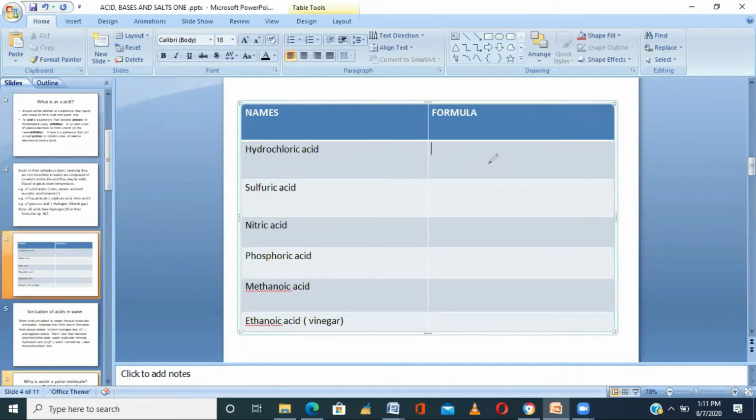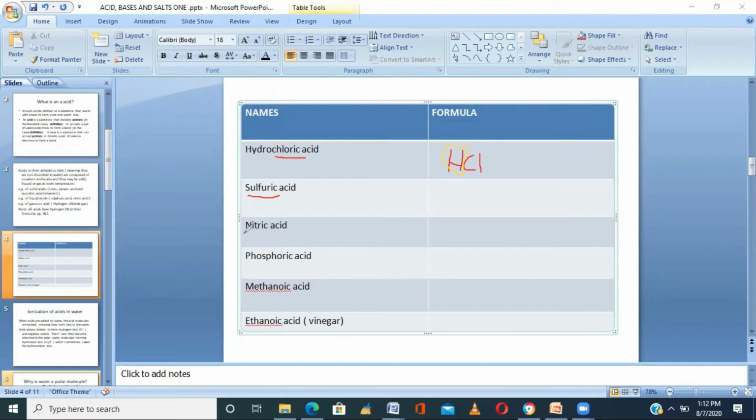So for hydrochloric acid, you have HCl. Isn't that so? Good. So if we look here, we can see that it has the H in its formula. Isn't that so? We said all acids have hydrogen in its formula. Now let's look at sulfuric acid. If you look at the name of the acid, you could be able to tell me what type of compound will be present in this acid.